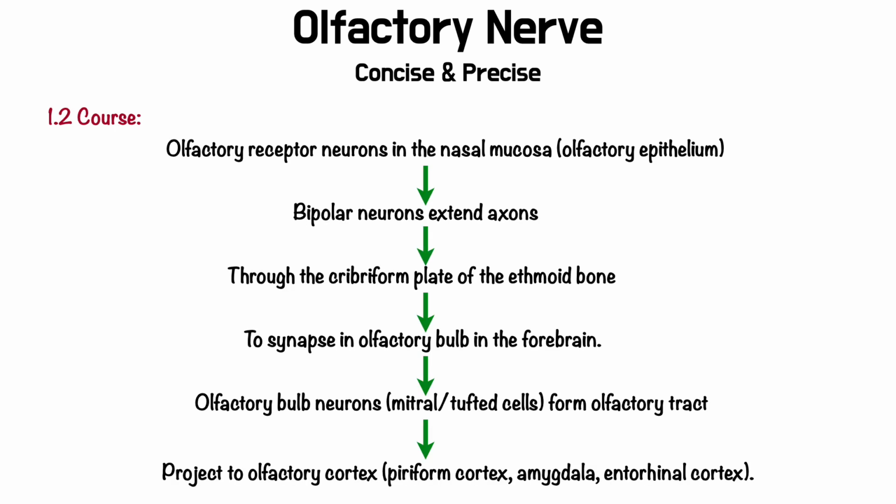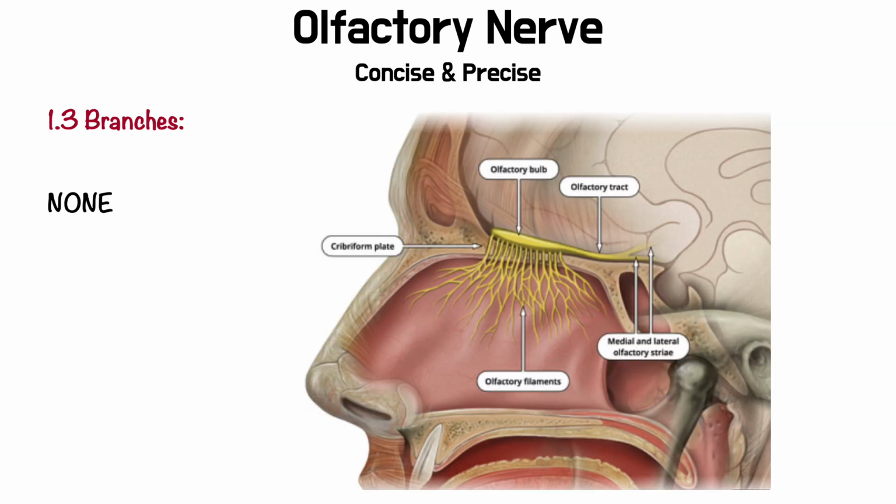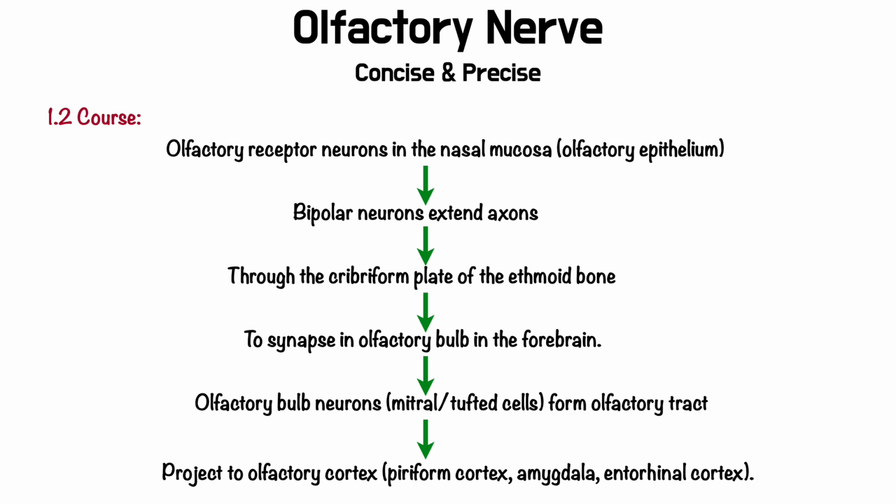So the course of this nerve, obviously the origin is olfactory receptor neurons in the nasal mucosa or olfactory epithelium, and these neurons are bipolar, you have to remember that. These bipolar neurons extend axons to the cribriform plate of the ethmoid bone. So you can see in the figure here, cribriform plate, that is a part of ethmoid bone, and that has pores in it. These pores are used for these neurons to travel from the upper region of the skull to the nasal mucosa.